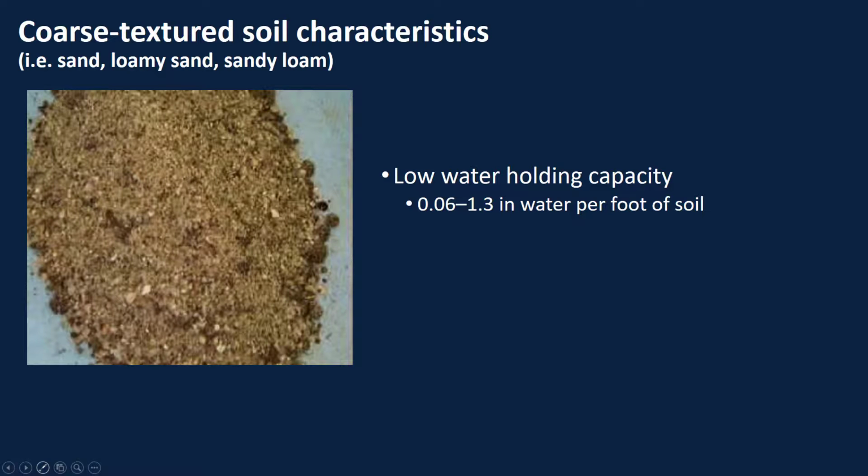We're looking at a low water holding capacity, only up to about 1.3 inches of water per foot of soil. And then, instead of not draining well, we drain really well, which makes it hard to hold water. Just think of a sandbox, water goes through there pretty quickly. And coarse textured soils tend to be low in nutrients. They have large pores, so they can't hold on to those nutrients as well.